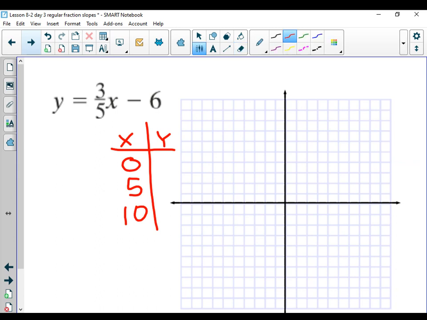Why do we like 0 anyway? Easy. Because it's just 0. 3/5 times 0 minus 6 is negative 6. Oh, 0, such a nice friend 0 is.